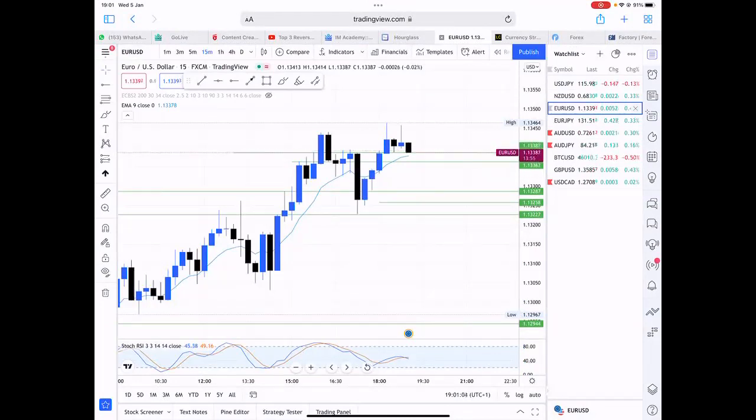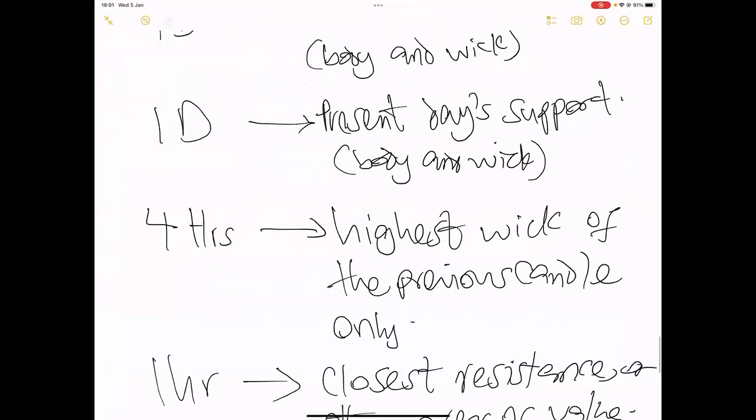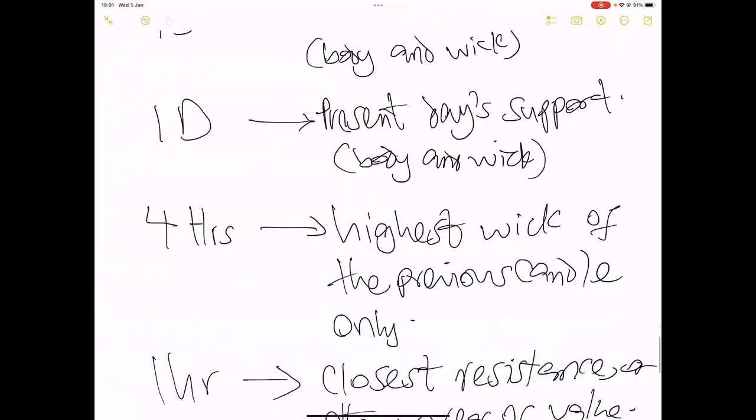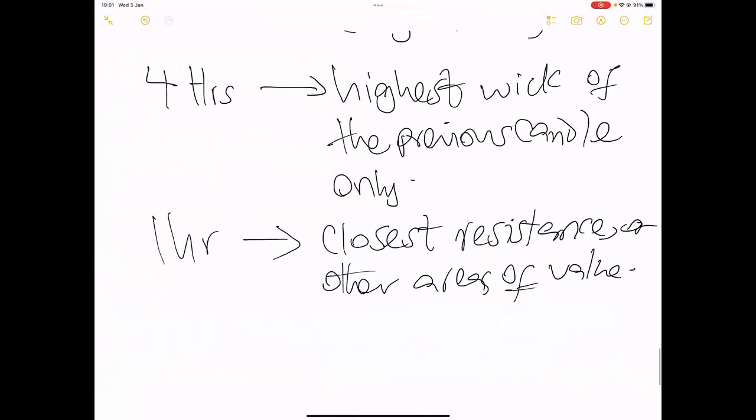Are you now seeing the bigger picture? This is the first way to chart. This is the best way to analyze the market. First is through charting. Second is through price action. And this is charting and breaking down now.